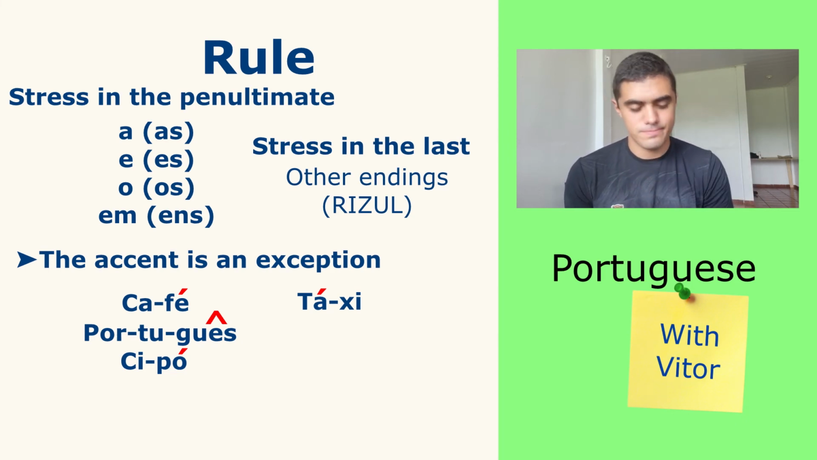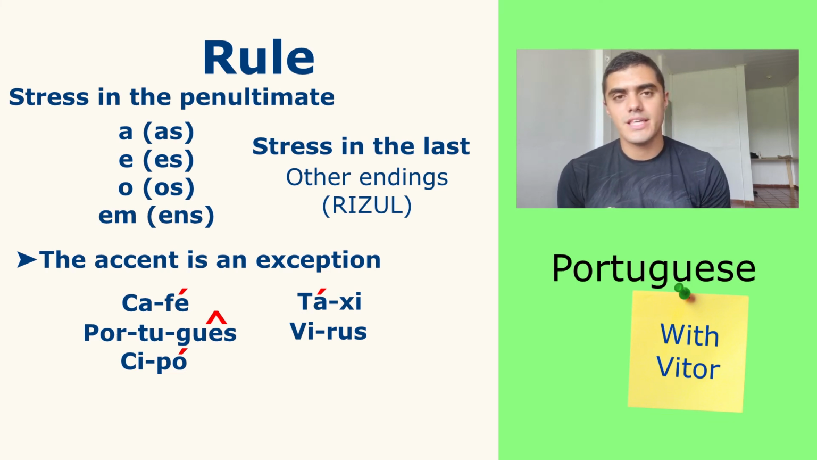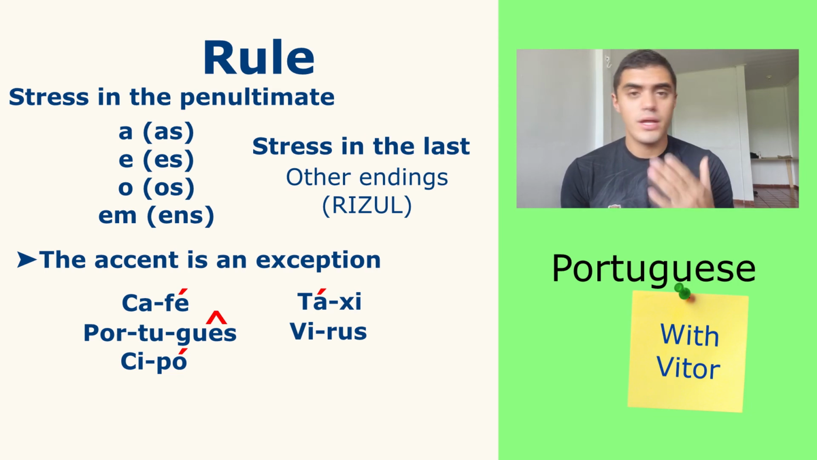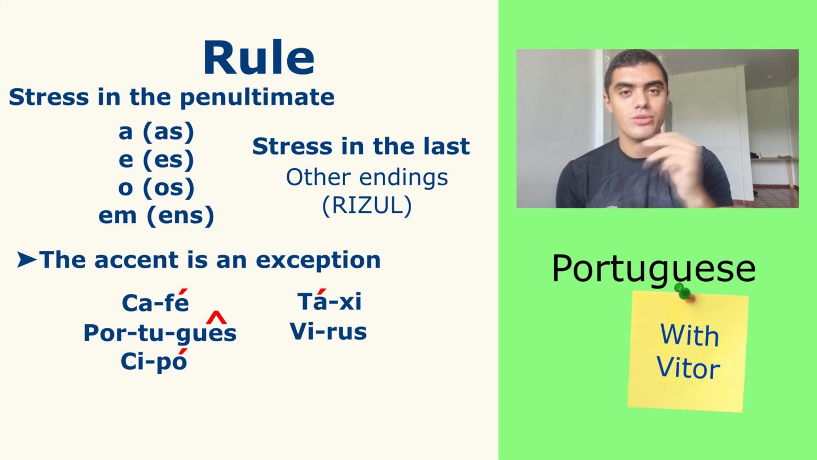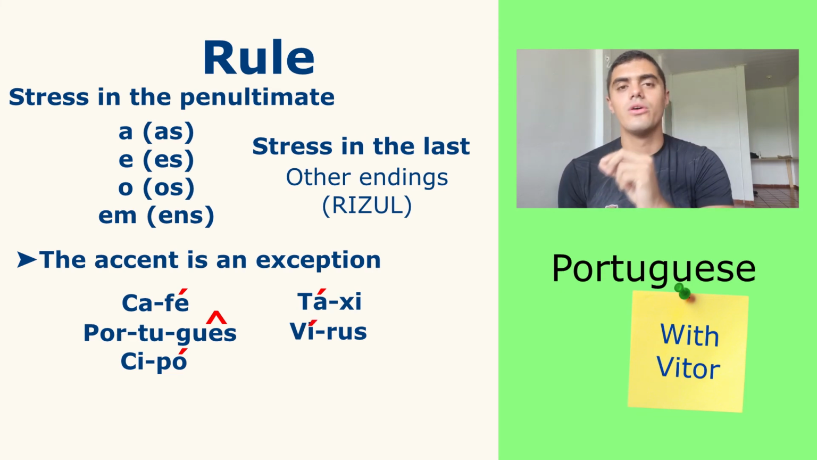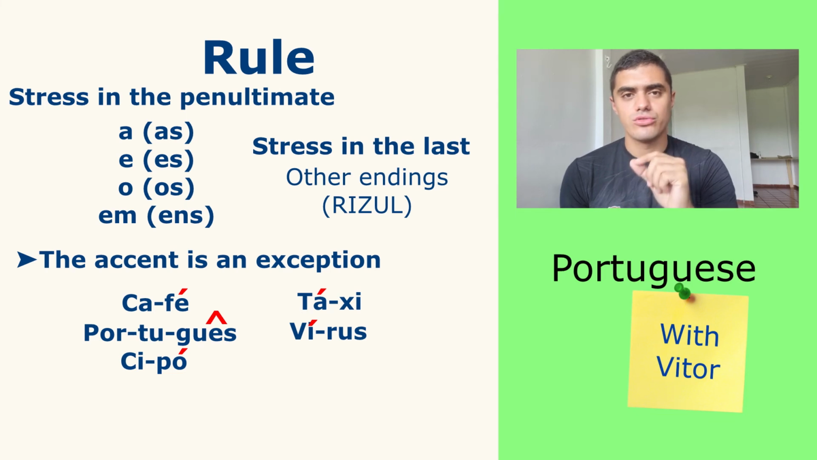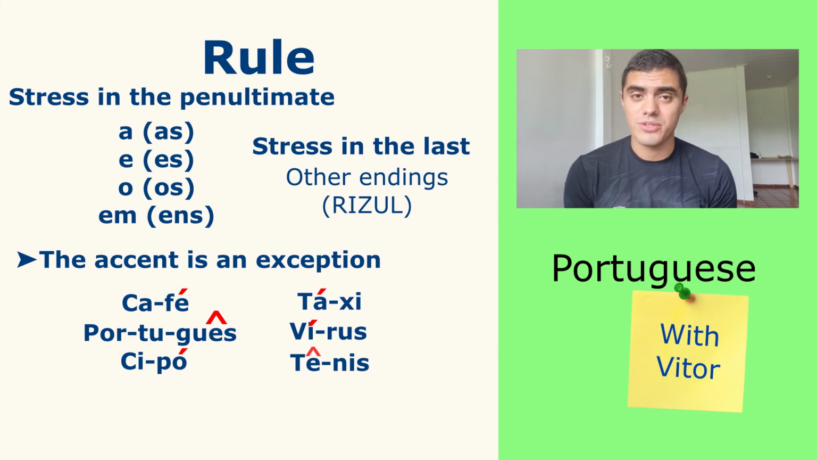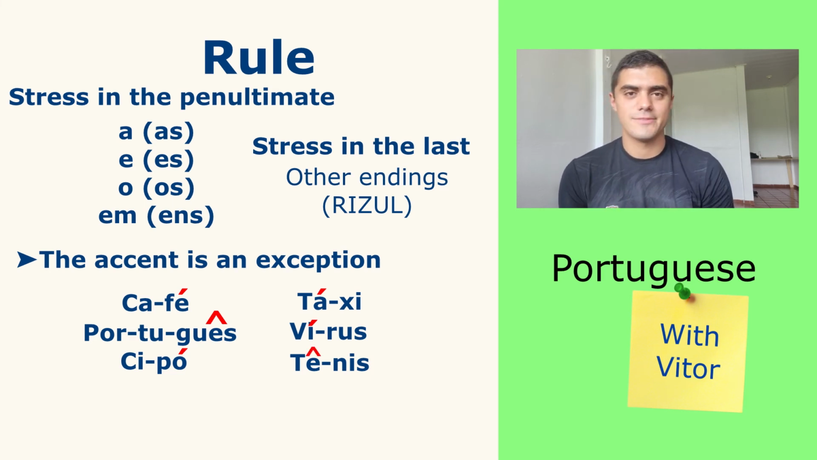Okay? The word virus, read it. As it ends with US, in this case, the stress should be in the last syllable. But no, the stress is in the penultimate. So it's an exception. Okay? So the word is going to have the accent on the I. And again, the word for sneakers, tênis. Read it. No, it's an exception.